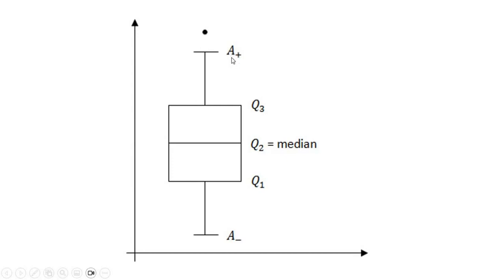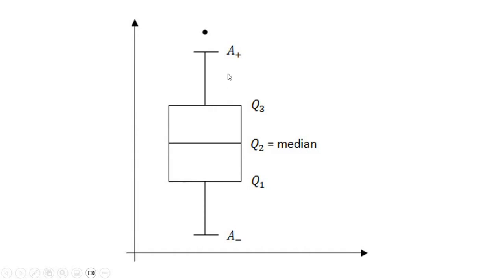The distance from A plus to Q3 is known as upper whisker, and the distance from Q1 to the minimum value of your data set is known as lower whisker. That's why sometimes it is also mentioned as box and whisker plot. And sometimes we see dots outside the box plot. It represents the outlier, that means an outlier is present in your data set. So this box plot can also be used to identify the outlier in your data set, and also to check whether your data is normal or not. For that purpose also you can use the box plot.